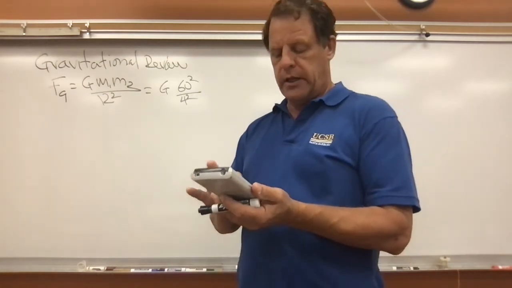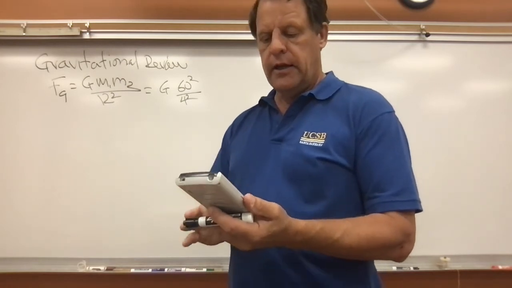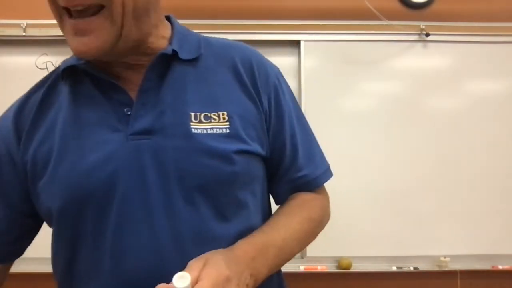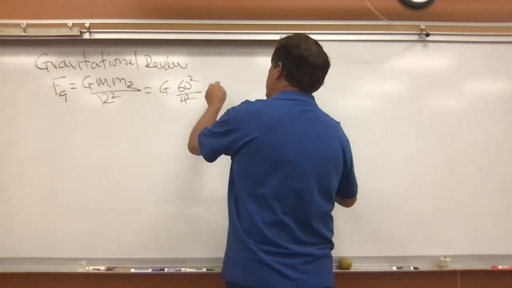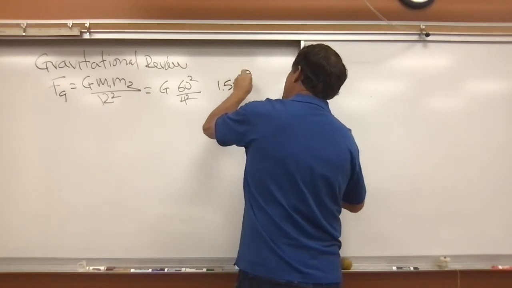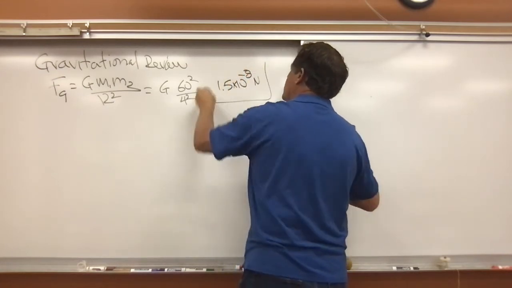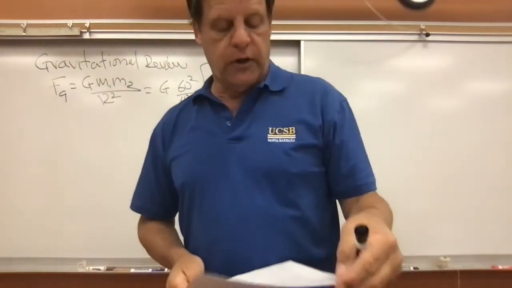Now we're going to multiply that by 6.67 times 10 to the negative 11th, and we're going to get 1.5 times 10 to the negative 8 newtons. So that is the force between two 60-kilogram objects that are 4 meters apart.